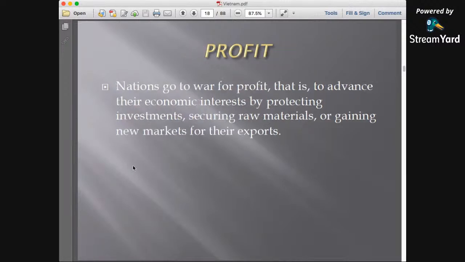So, principles. Profit. Nations go to war for profit. That is to advance their economic interests by protecting investments, securing raw materials, or gaining new markets for their exports. You look at profit. A lot of people say that the big powers definitely get involved in conflicts for oil or any other natural resource such as that. So it's important to look at that.